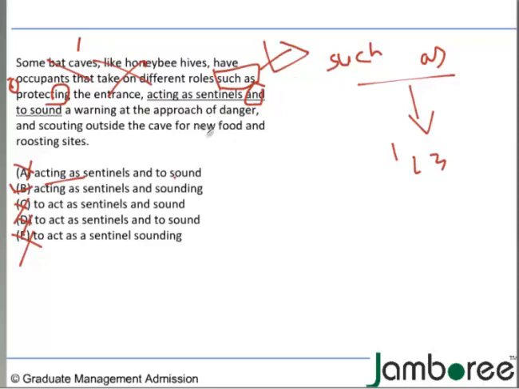The moment you see such as, you just have to read from after such as. In the non-underlined portion you see that the first example starts with ing, so the other two also have to be with ing. So eliminate all the choices where the first word is not ing. Everybody understood? This is not a very tough question. All of you got the correct answer B, but that's not what I'm trying to teach you. I'm trying to help you solve this question in less than 10 seconds. Okay, so you'll remember the tricks, right?